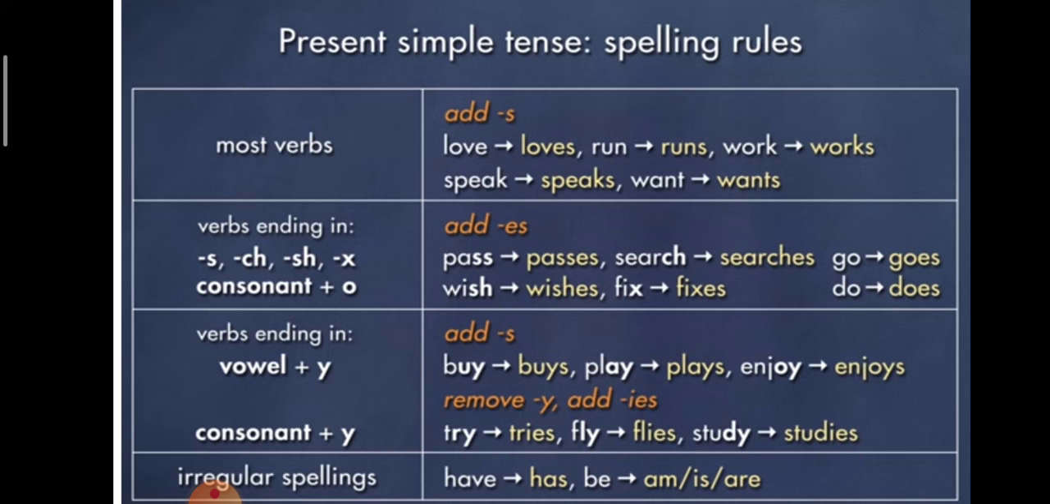Okay, what is meant by irregular spellings? Spellings that never follow any rule are called irregular spellings. Like has: have will become has. Okay, what are the be verbs? Be verbs are am, is, are. Next class we will learn in detail about be verbs and irregular verbs. Okay, thank you students.